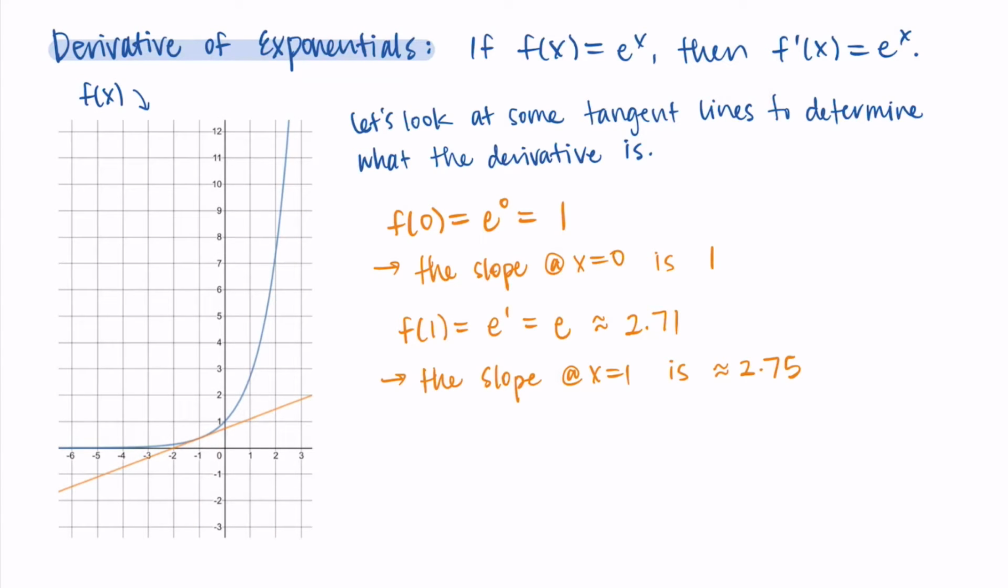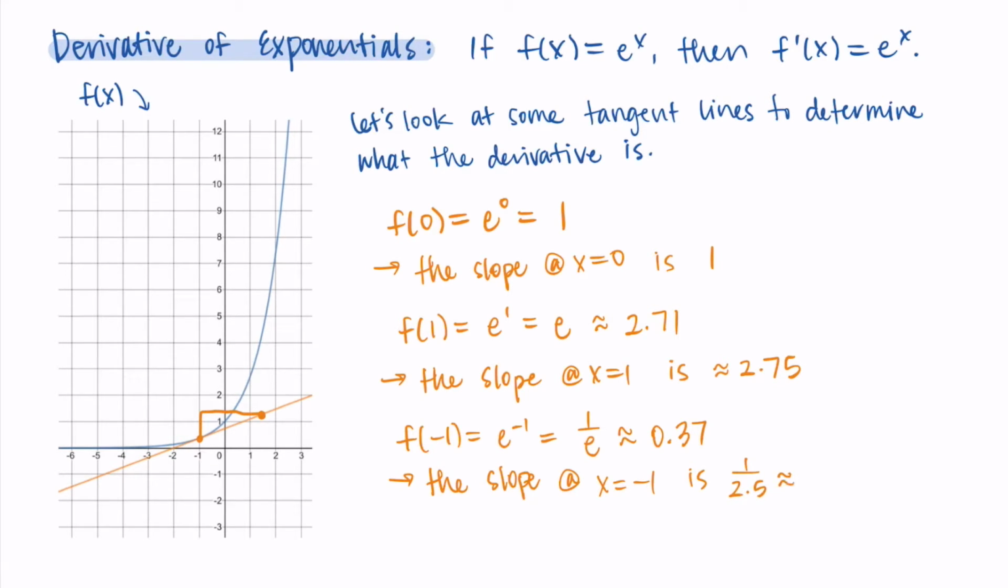Let's also try a tangent line at x equals -1. When we substitute -1 in, we get e to the -1. That's 1 divided by e, which on my calculator is 0.37. Now if I draw a tangent line at -1, I'm seeing that we go up 1 over about 2.5. So that's 1 divided by 2.5, and calculating that, I'm getting about 0.4.